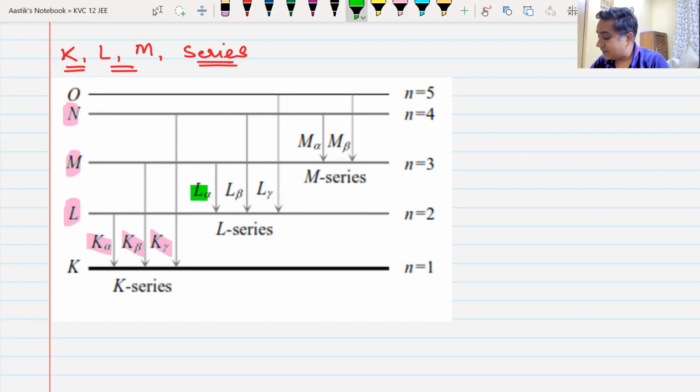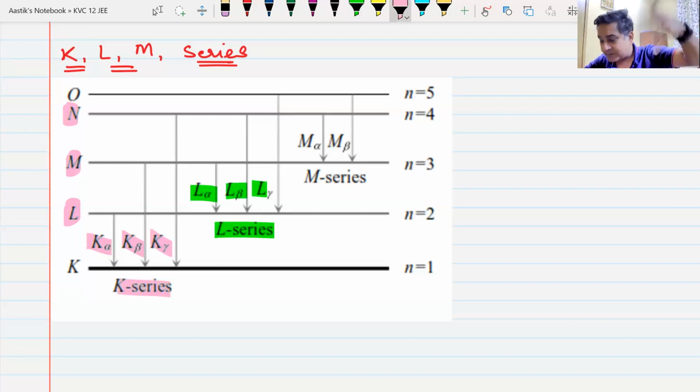Similarly, we have the L series. In the L series, an L shell electron is pushed out, and electrons will come from the outer shells: L alpha, L beta, L gamma. Then we have the M series, where an M shell electron is pushed out. K, L, M; alpha, beta, gamma. The first higher shell is alpha, the second higher shell is beta, the third higher shell is gamma. We understand this?